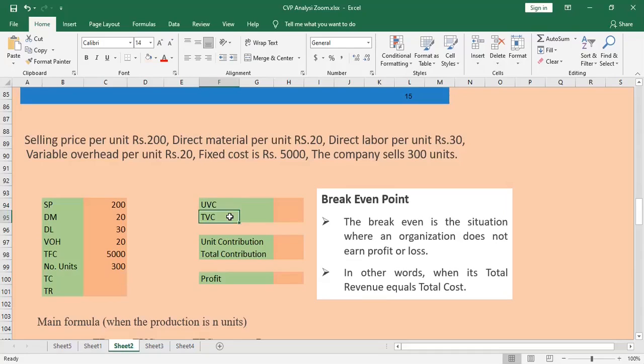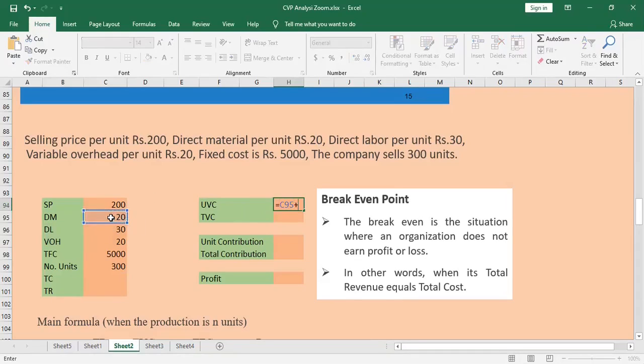So when you do the summation of all these three items, direct labor, direct material, and variable overhead cost, we know that those things are the variable cost. So those three comprise the total variable cost when it comes to one particular unit. So we have 20 plus 30 plus 20 is equal to unit variable cost. Here, direct material plus direct labor plus variable overhead cost is equal to unit variable cost, that is 70 rupees.